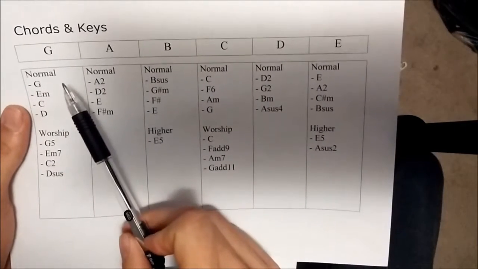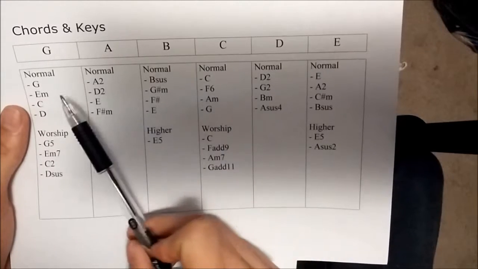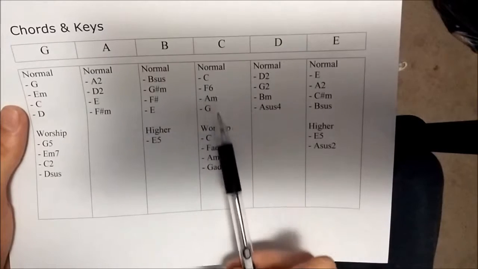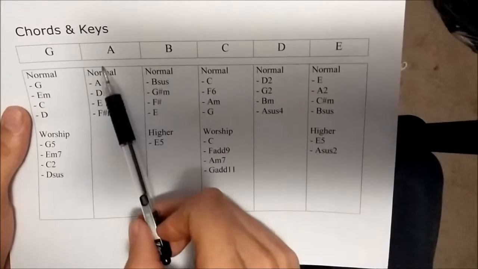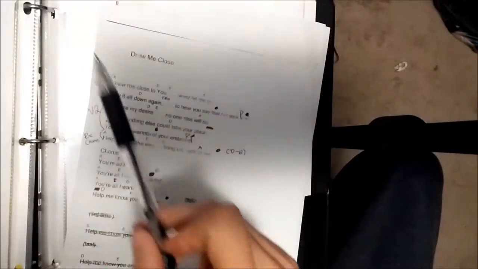But key of G and key of C are some of the most popular keys that are done. G is probably the most popular because not too many people know how to play a nice little F chord or B chord. So we're going to get into A on this one. So these are going to be the 4 chords we're going to be going over with today.